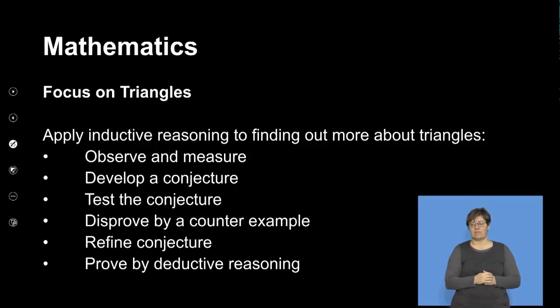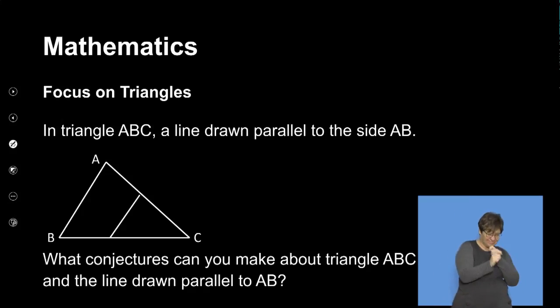So just remember what inductive reasoning is about. I said observe and measure, develop, test, disprove, refine, and then prove again. Now, one of the conjectures that we can try and make here is: in a triangle ABC, a line drawn parallel to the third side of the triangle, which is AB. What can we say about this? At a later stage, you will see that it's one of the theorems in Euclidean geometry, that it actually passes through the midpoint.